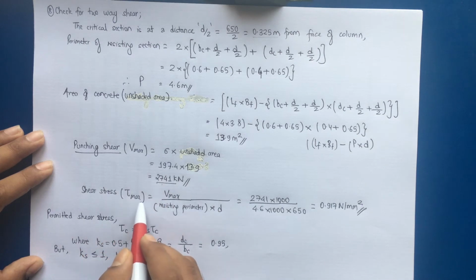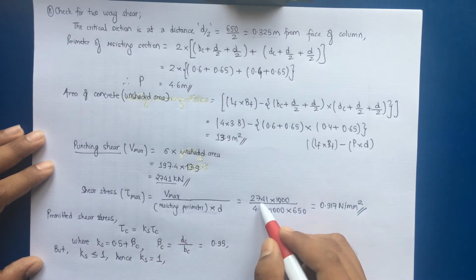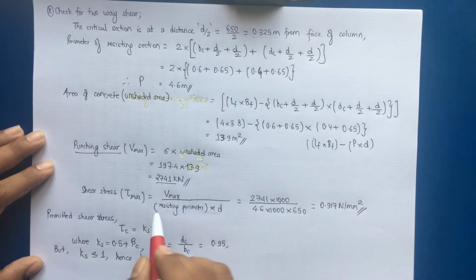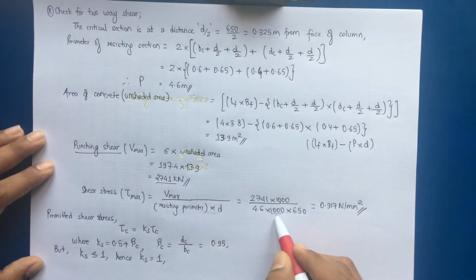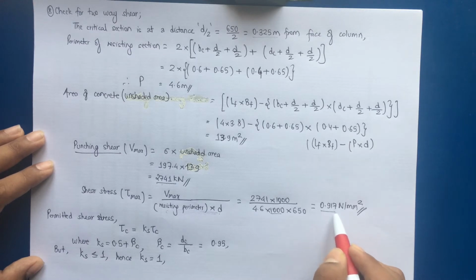Now shear stress is equal to Vmax divided by resisting perimeter into depth. We have to calculate whether the shear stress is within the permissible range or not. So this is the area of the critical section or resisting section. So 2741 into 1000 divided by 4.6 into 1000, converting this into mm, into 650 mm. So this comes as 0.917 Newton per mm square. So this is the shear stress. Now let us see whether it lies within the permissible range or not.